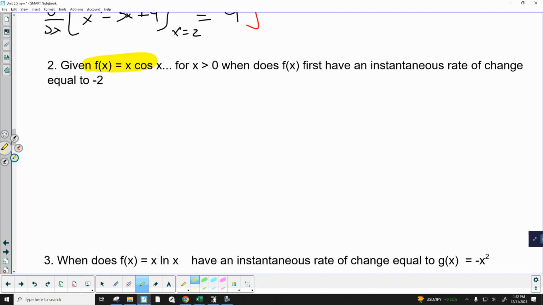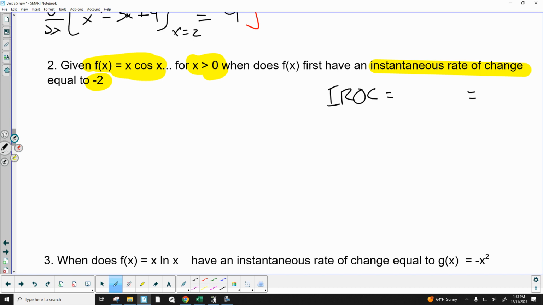We got a function. We're talking about x is bigger than 0. When does the instantaneous rate of change equal -2? And we didn't talk about this before lunch, so just to remind you. And it's important. This is unit 2. An instantaneous rate of change is synonymous with 2 other things. What are the 2 other things that mean the same thing as instantaneous rate of change?